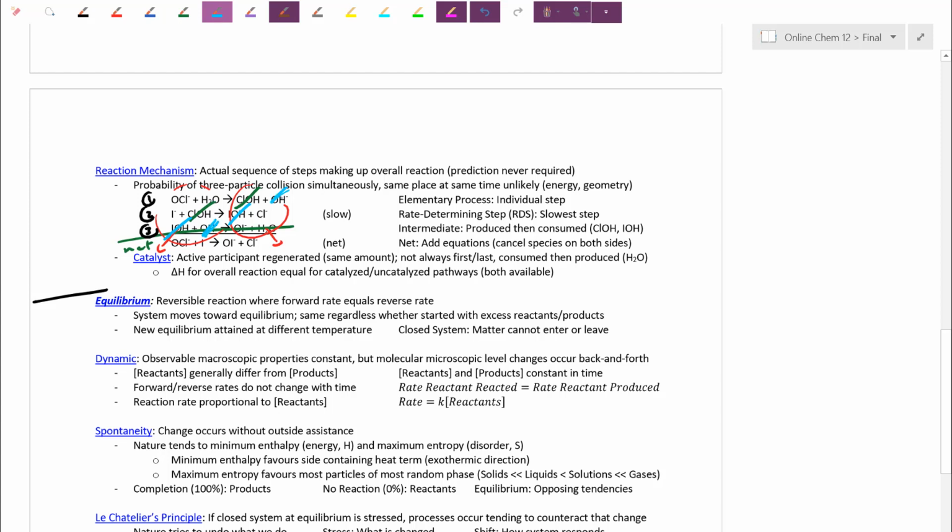It doesn't have to be successive steps. It doesn't have to be used up immediately afterwards. But if by the end of it, it still gets used up, we call these ones here an intermediate. They are produced early, and they end up being used up.